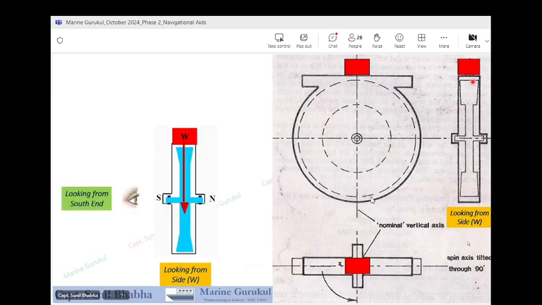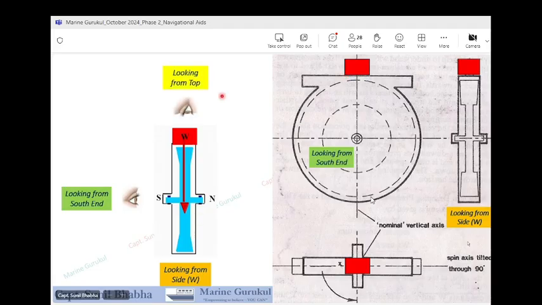Now, if you visualize looking at this arrangement from the south end, you can see the eye here, looking at the arrangement from the south end. The arrangement would look like this diagram. The point here is the south end. This is the rotor, and the outer black lining represents the rotor casing, and we have the top heavy weight, the red color weight, right on top.